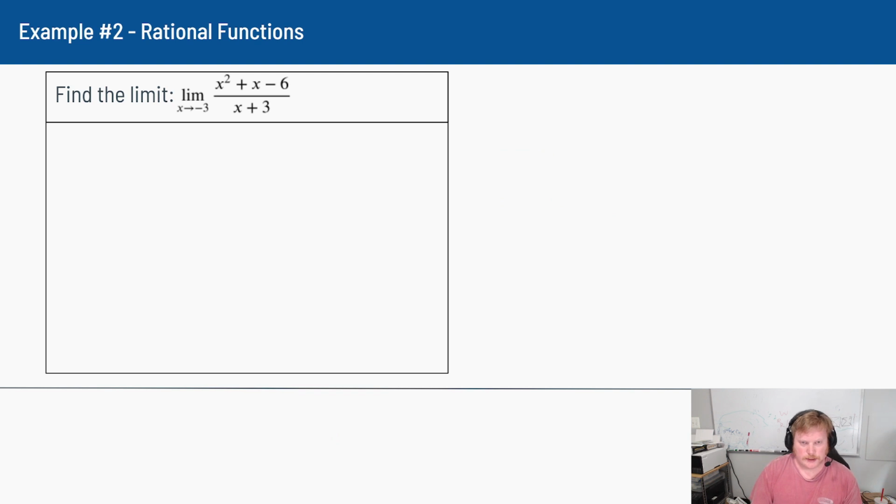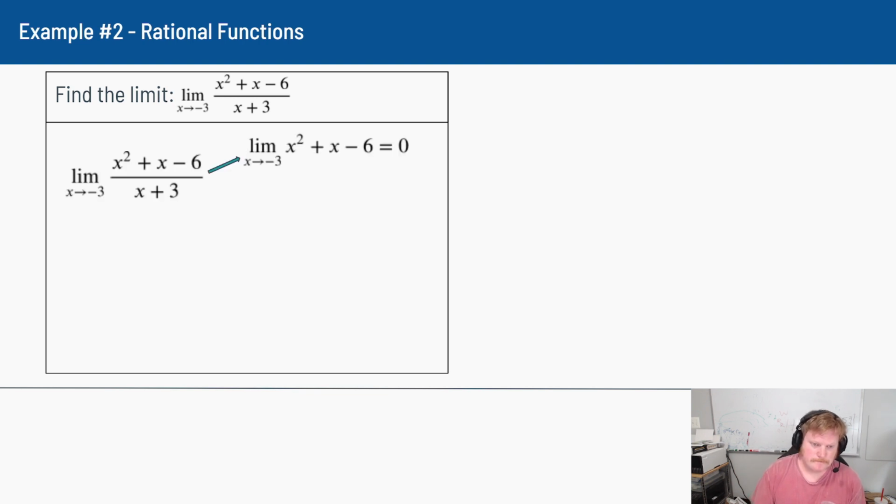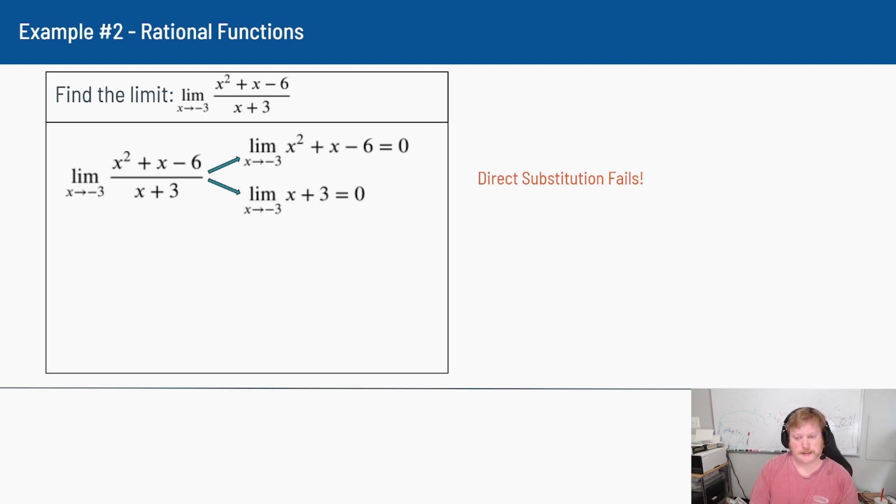Now let's take a look at a rational function. Rational functions are oftentimes a point where limits become sometimes a little bit more difficult. So we'll try our direct substitution. We look at the limit of the numerator, the limit of the denominator, and they actually both end up being 0. And as you know, we can't divide by 0. So our direct substitution failed in this instance.